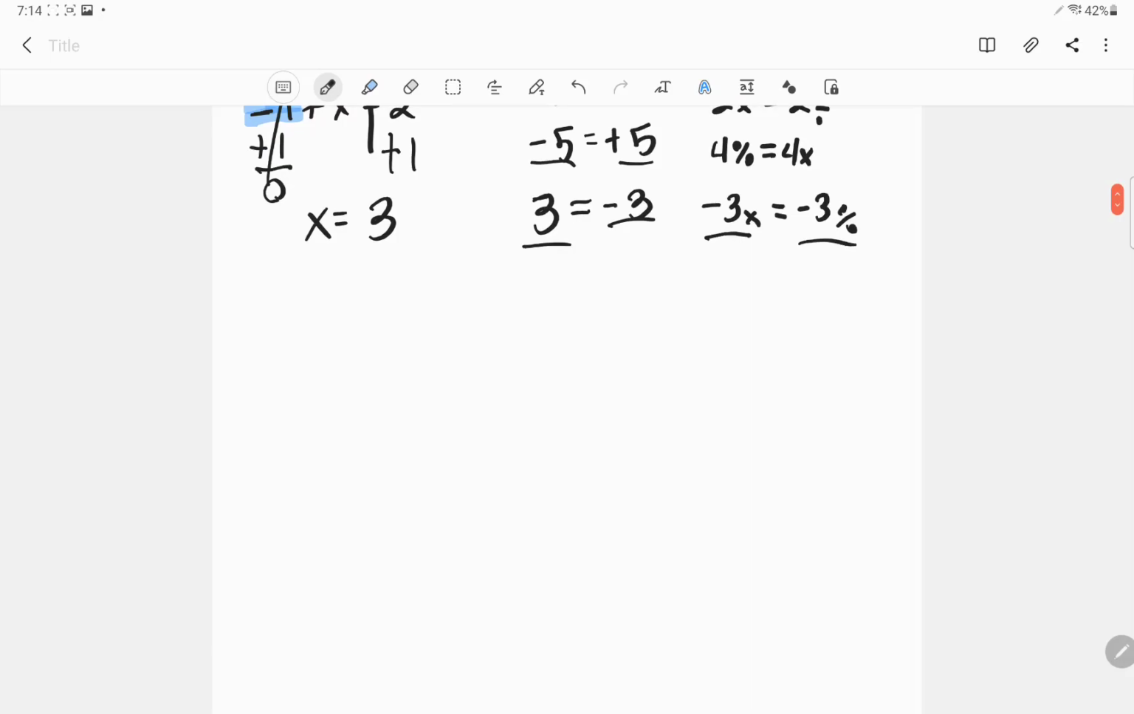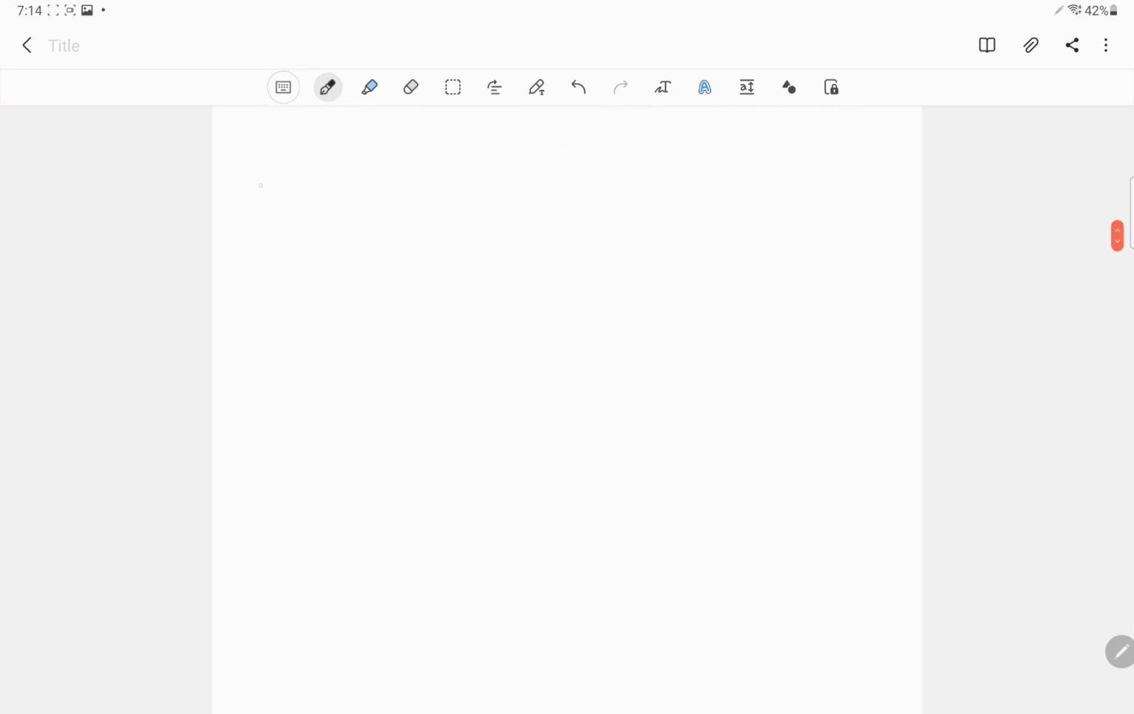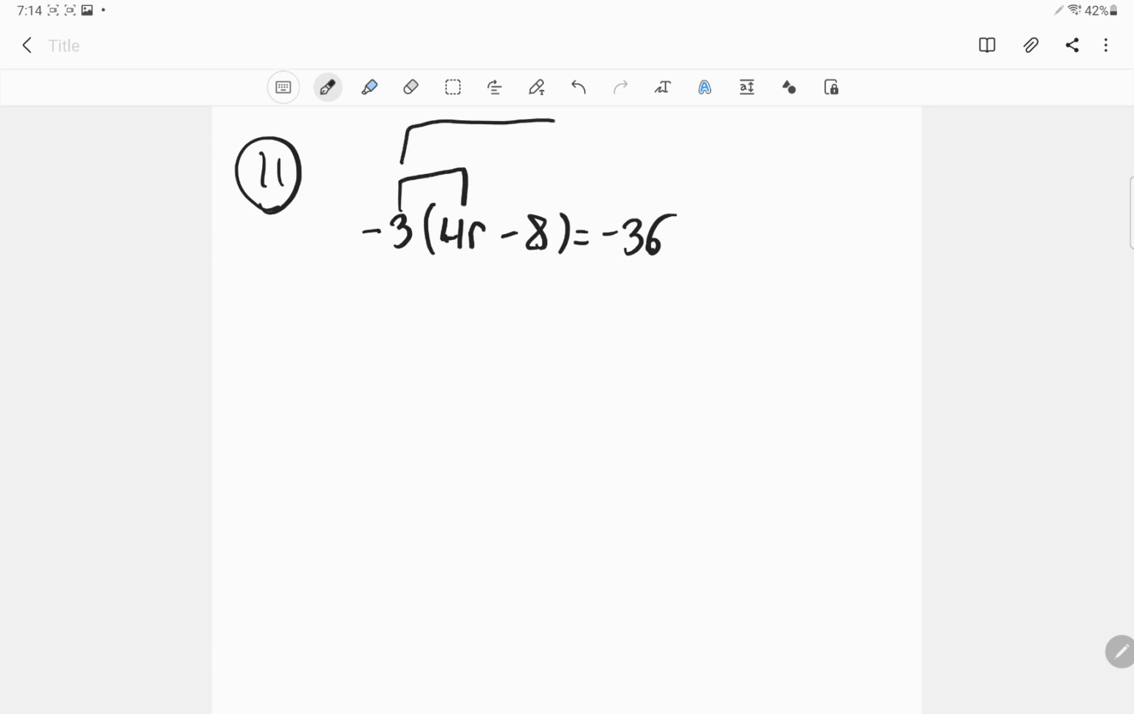So right now I'm going to go ahead and do one of the longer problems. I'm actually going to do number 11 for you guys. It says negative 3 times the quantity 4r minus 8 is equal to negative 36. That's our problem. So first thing, I'm going to distribute, I'm going to multiply this by this, and then this by this. Negative 3 times 4r is going to be 12, but because it's negative, it's going to be negative 12r.